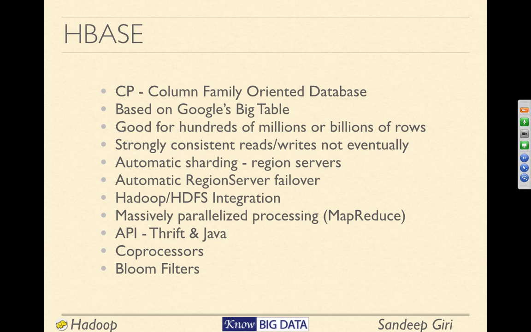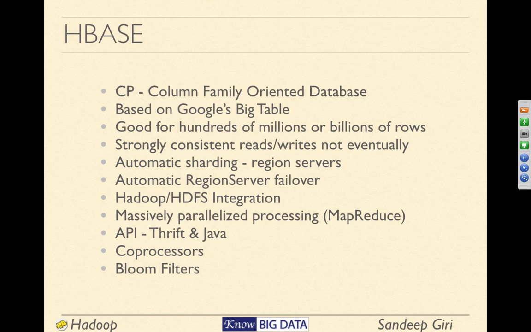It is strongly consistent, okay, not eventually consistent. Automatic sharding, as in if you have a big table, it will automate. And what does it mean by sharding? Sharding means the table whatever you have gets sliced into pieces and distributed. That is called sharding. Sharding means cutting a big table into pieces and distributing it.